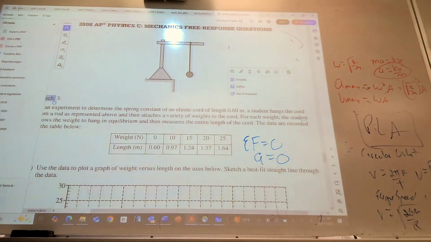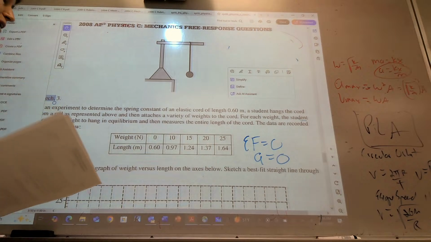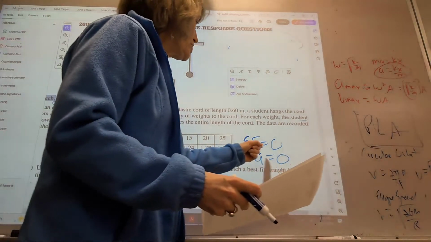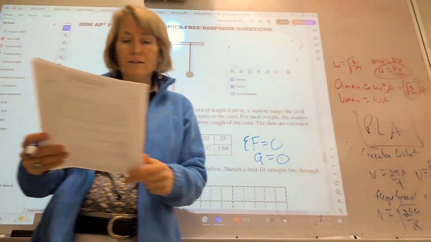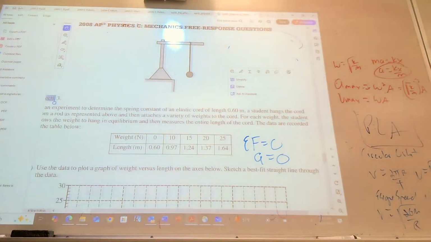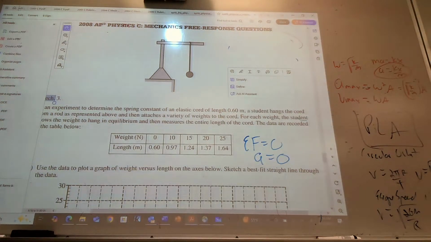Now, this is a vertical spring, so when it reaches maximum speed, we know our force is 0. So you should think now you're going to apply that. Your sigma F is 0. Your acceleration is 0. Okay, so now apply that to figure out what the x is.